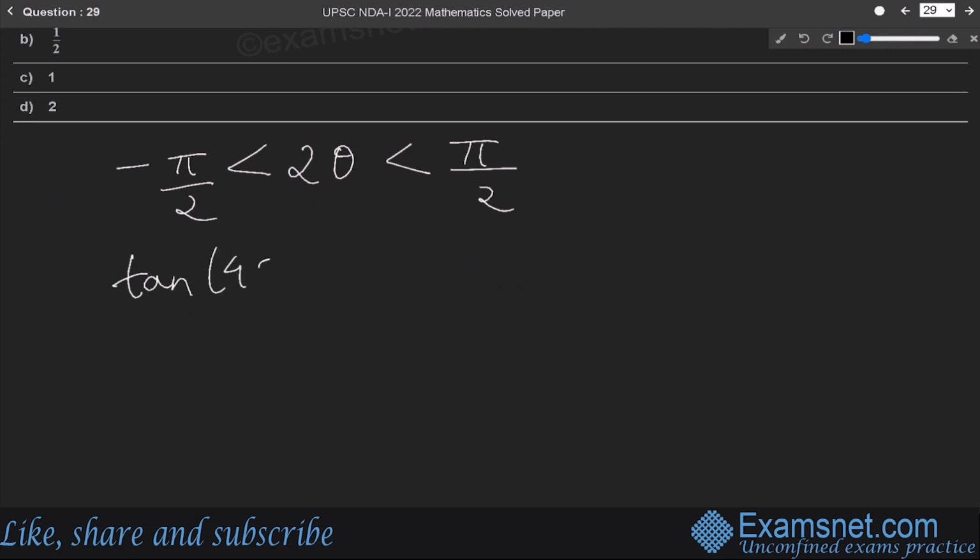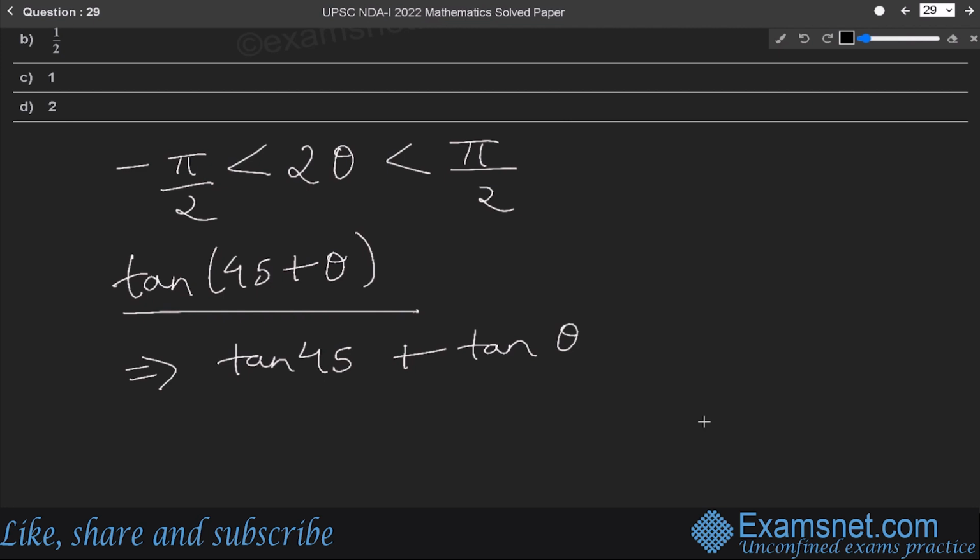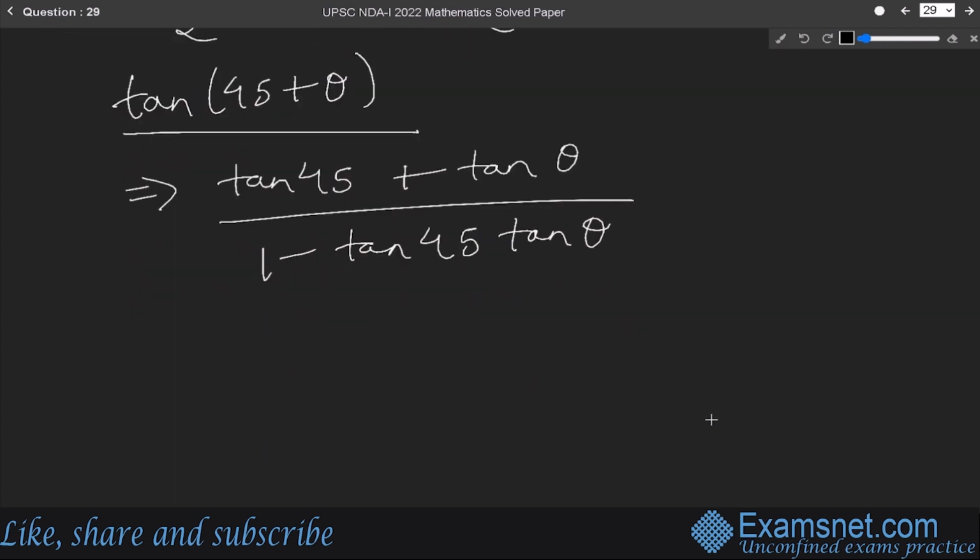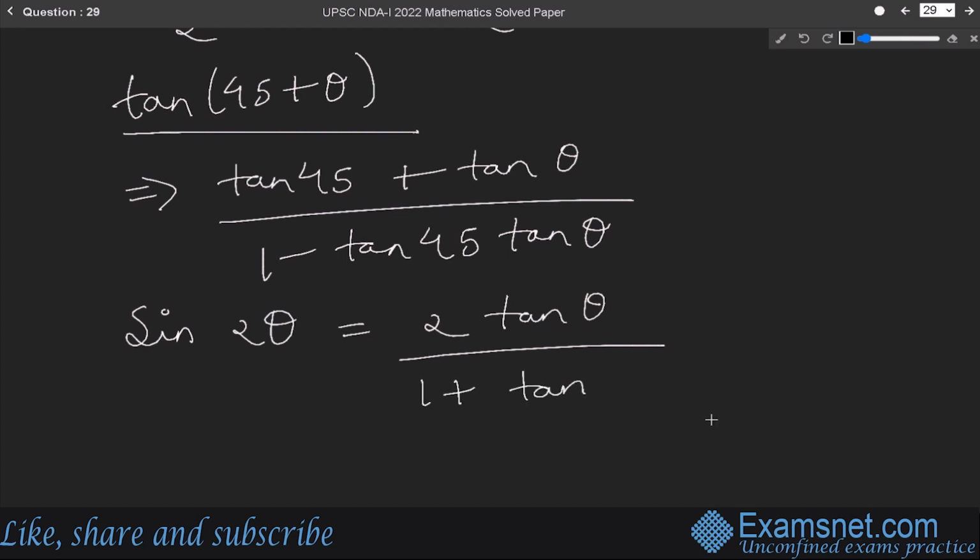tan (45 plus theta). Here we will use the formula for tan (a plus b). Then we will get tan 45 plus tan theta upon 1 minus tan 45 tan theta. Now we know that the value of sin 2 theta is equal to 2 tan theta upon 1 plus tan square theta.